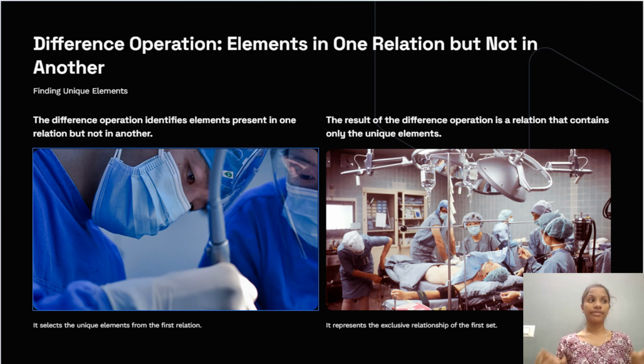So if we define any two tables or two entities, from those two entities it will select only the value which is unique and which is not present in the other table. For retrieving such values we'll use the difference operation. The result of the difference operation is a relation that contains only the unique elements.